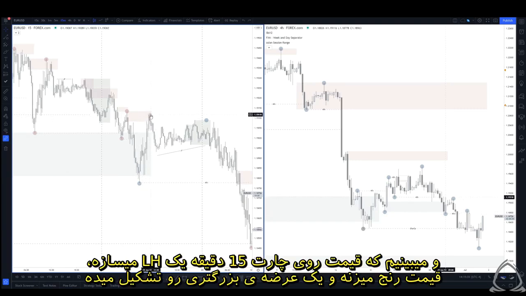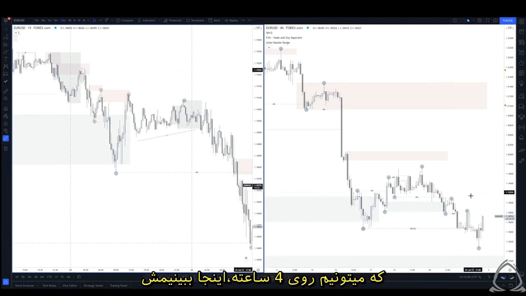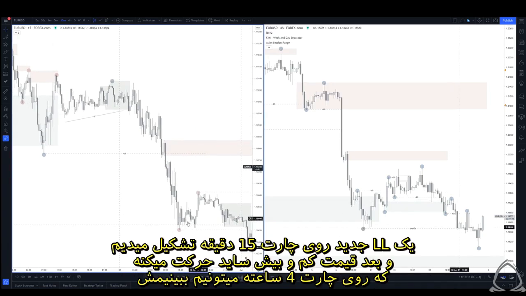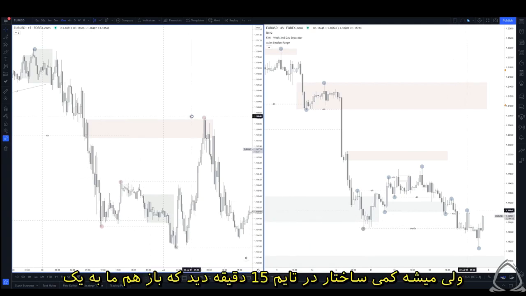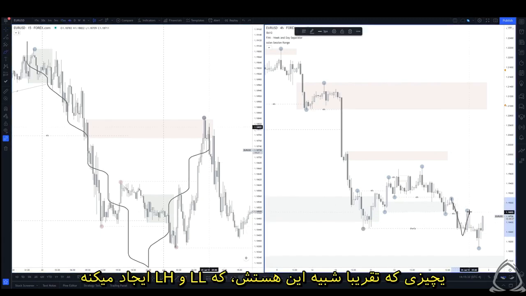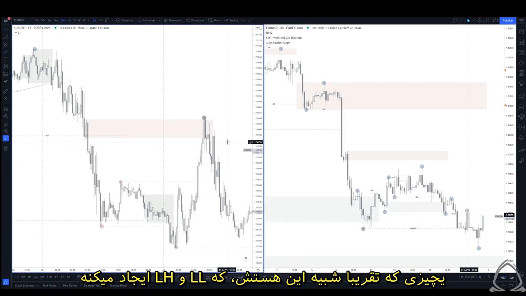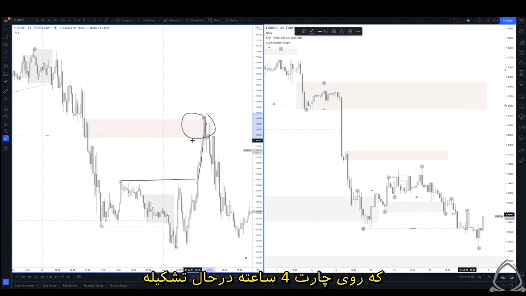And we can see price creates a lower high on the 15-minute chart, consolidates, creating a larger supply zone that we can see on the 4-hour chart right here. And then price begins to move to the downside. We create a new lower low on the 15-minute chart. Price then begins to more or less move sideways on the 4-hour chart, but we can get some structure on the 15-minute chart. Again, we're looking at a potential pullback on the 4-hour chart because lower lows and lower highs are being printed. And the 15-minute chart then switches bullish to accommodate that lower high being printed on the 4-hour chart.